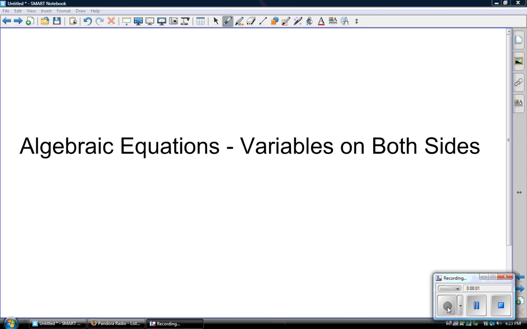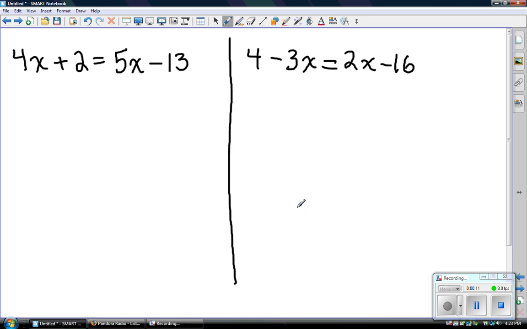Hey there. We're going to look at solving algebraic equations when you have variables on both sides. So we're going to start first just looking at straight linear equations. Our first equation is 4x plus 2 equals 5x minus 13.